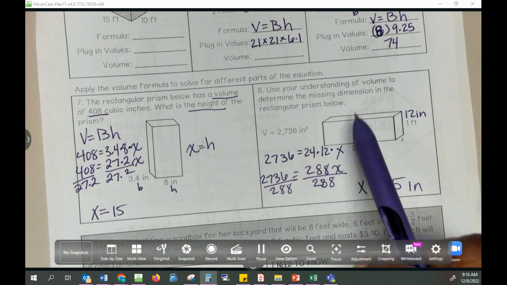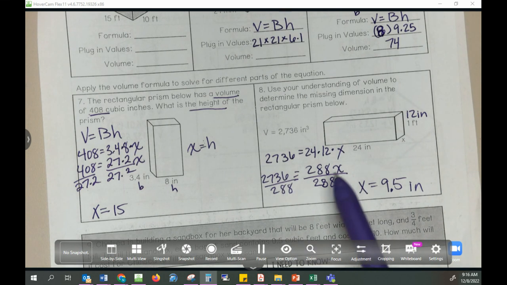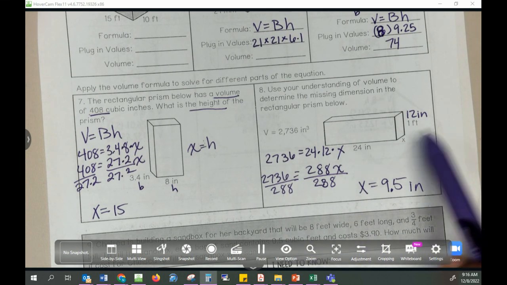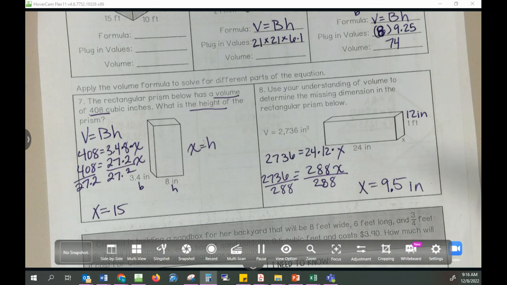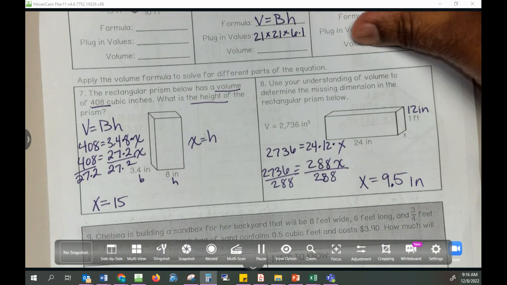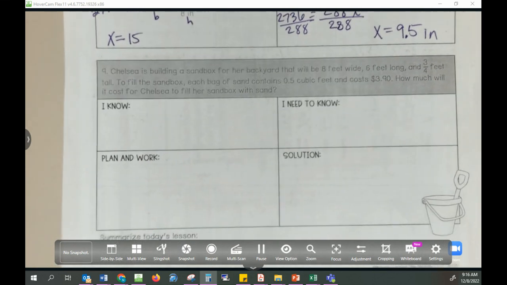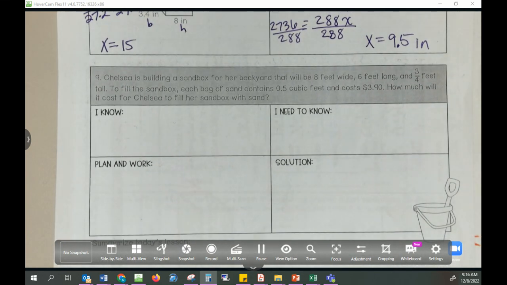So that's one way to do it, or you can do exactly what Price did. Divide by the 12, the 24 first, and then divide again by the 12 because you need to get it to inches. But that's something that I thought was interesting because of that. But let's look at number 9, and Price is going to show us number 9.